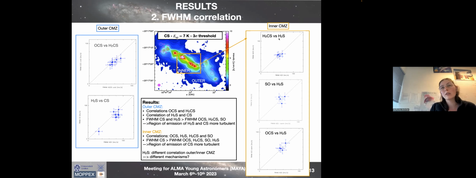And if we look at the case of H2S, which is well correlated with CS in the outer part, but not in the inner part, it could be that depending on where we are looking in the CMZ, H2S could be put back into the gas phase via different mechanisms. So the situation is a bit more complex than it appears.